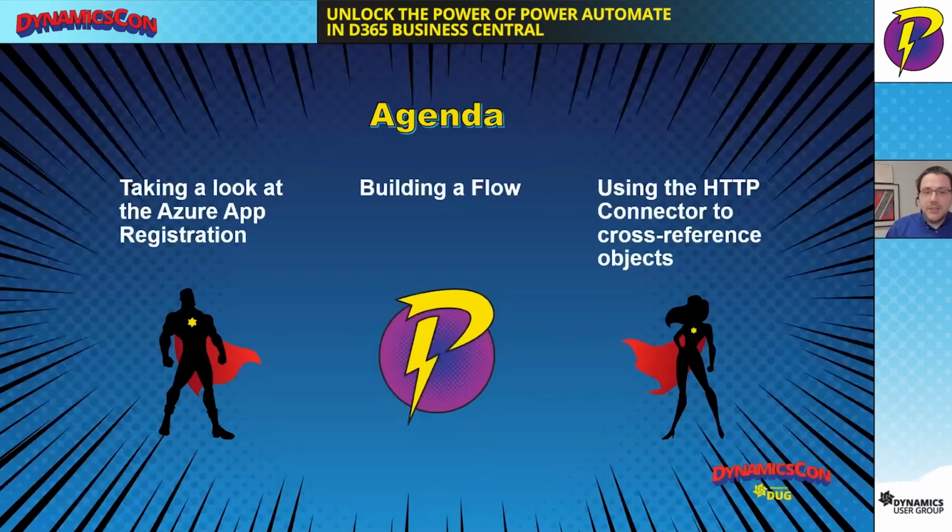Our agenda today is we're going to do three different things. We're going to take a look at the Azure App Registration. We're not going to go into super detail about that, but then we're going to talk about how you build the flow, and then how to use that HTTP connector to cross-reference the objects. That's the key. That's the solution to the scenario that we just talked through. So let's start at the beginning.